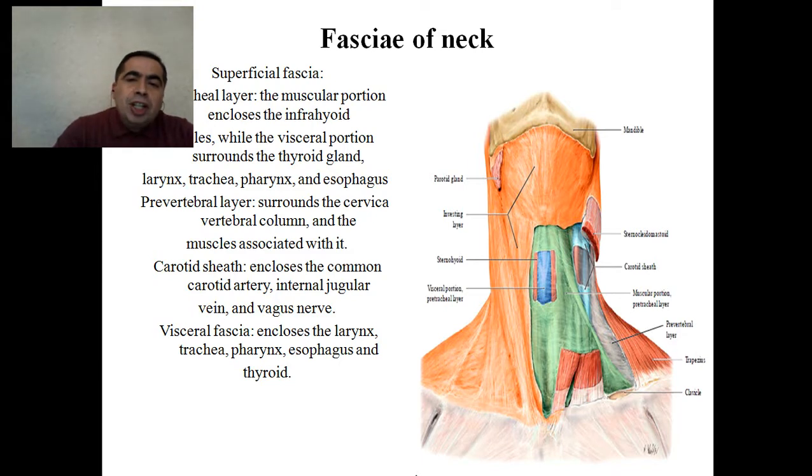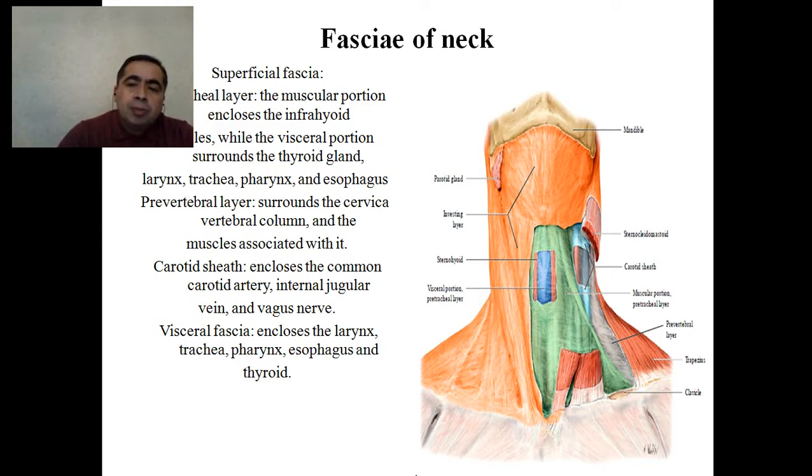About the fascia of the neck, before explanation of the fascia of the neck, I want to talk about the muscles of this region. As you know from the course of human anatomy, the muscles of the neck are divided into the superficial and the deep groups. Superficial muscles like the sternocleidomastoid muscle and the platysma.